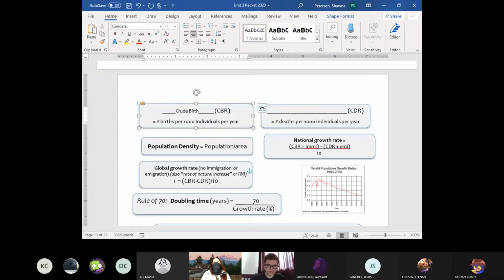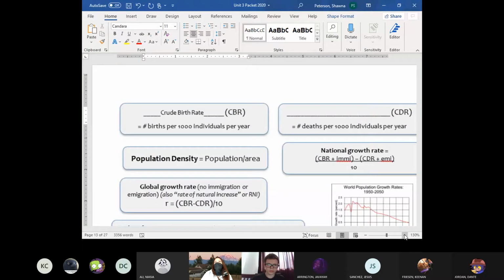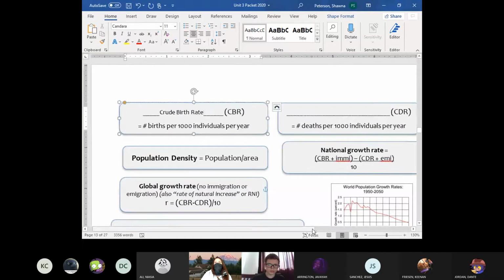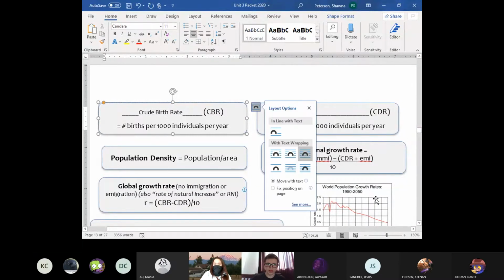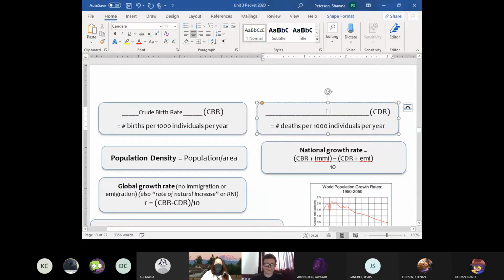I'll make my screen bigger, that's really tiny. Is that easier to read? Yeah. Okay.